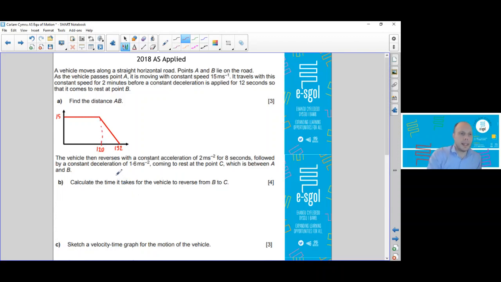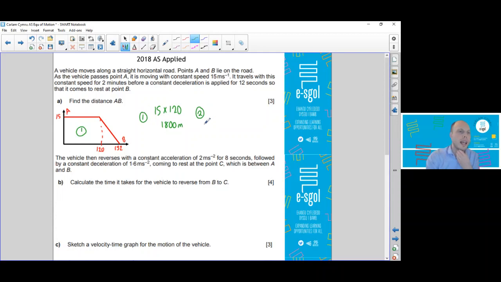Find the distance A to B. A is at the beginning and B is at the end. I know enough here to just do area. Section 1 is a rectangle, 15 times 120. That's 1,800 meters, so that's section 1.